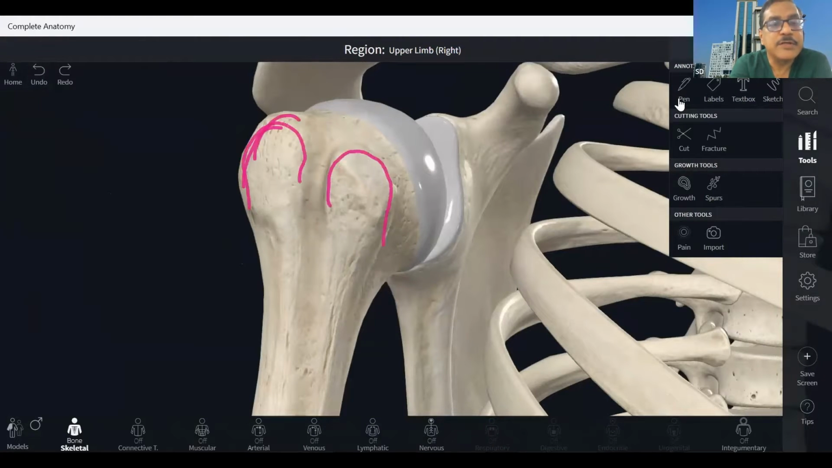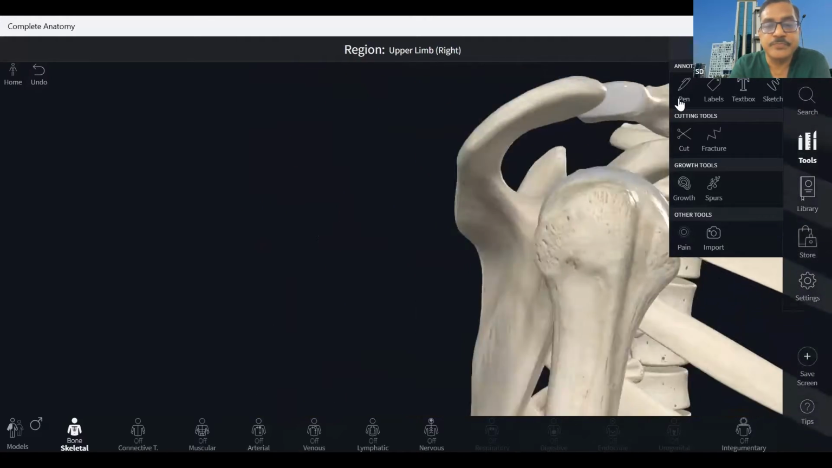I'm trying to erase the drawings. Then I'll go to the other part.